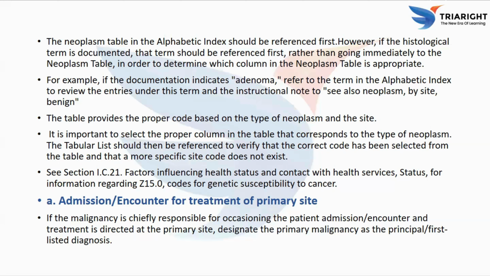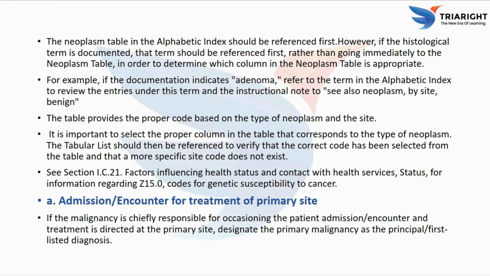Malignant primary means original cancer site. Malignant secondary means metastatic site. Carcinoma in situ means localized cancer. Benign is non-cancerous. Uncertain behavior is when the pathology is unclear, whereas unspecified behavior is when no behavior is documented.